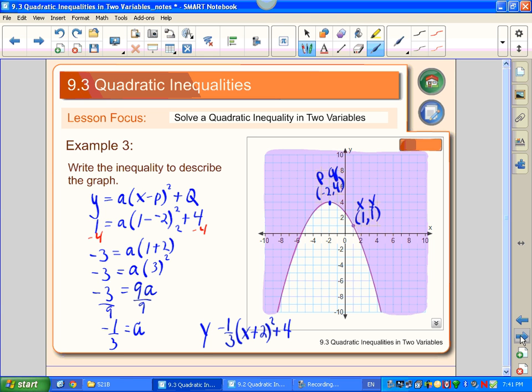Now we look at the graph and the shading to tell the inequality. It is a solid line. You can see we have a solid line. So we have an or equal to in here. We're shading above the line, so these y values are greater. So we're saying that y is greater than or equal to negative 1/3 times x plus 2 all squared plus 4.